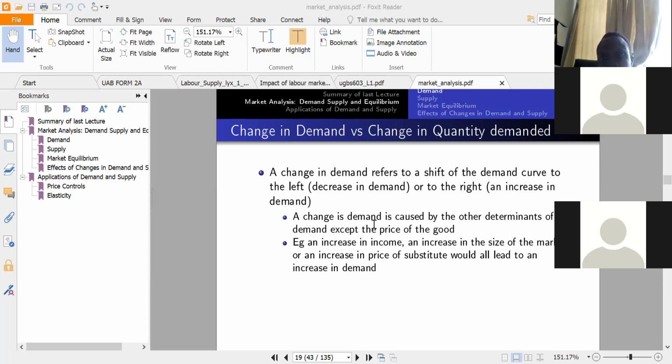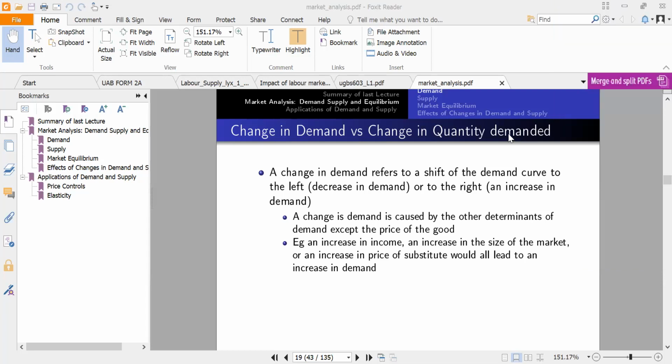All right. So we were talking about the change in demand and change in quantity demanded. A change in demand refers to a shift of the demand curve, either to the left or to the right. A change in demand is caused by other determinants of demand except the price. So all other factors, if they change, cause a change in demand. An increase in income, market size, substitutes, all will lead to a change in demand.